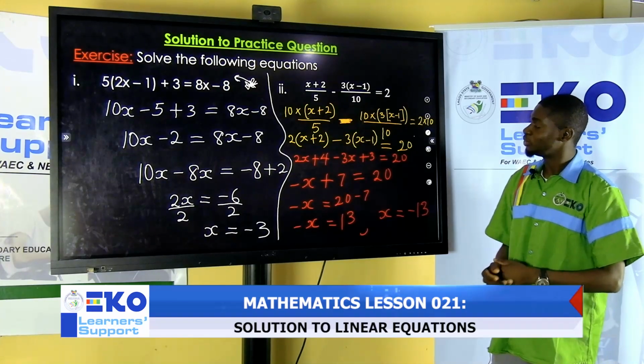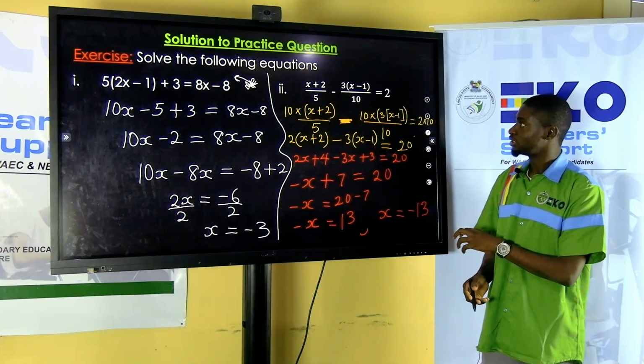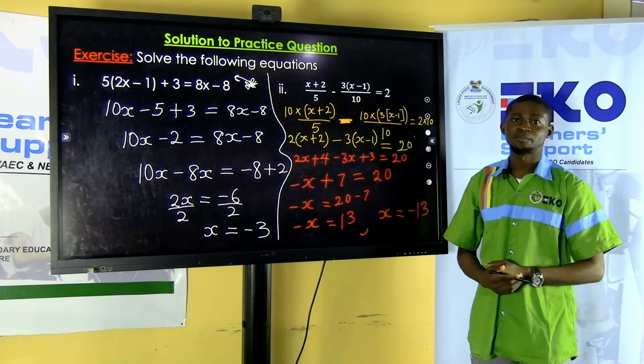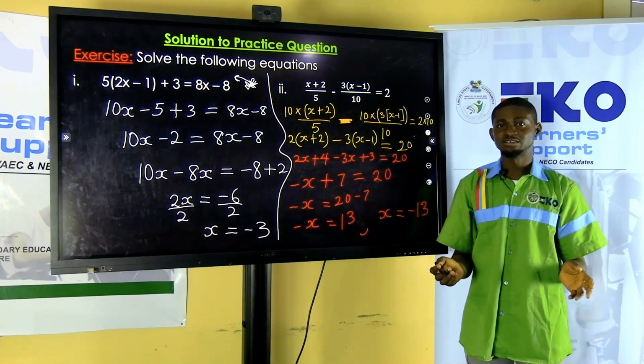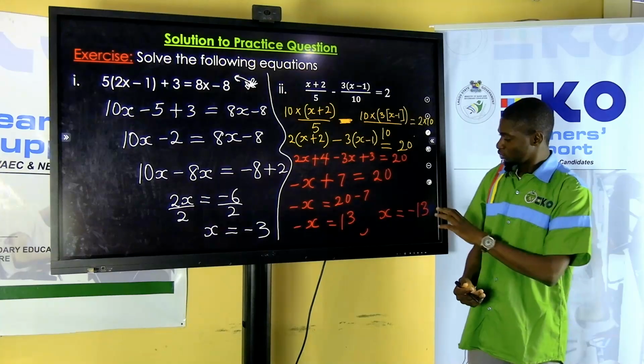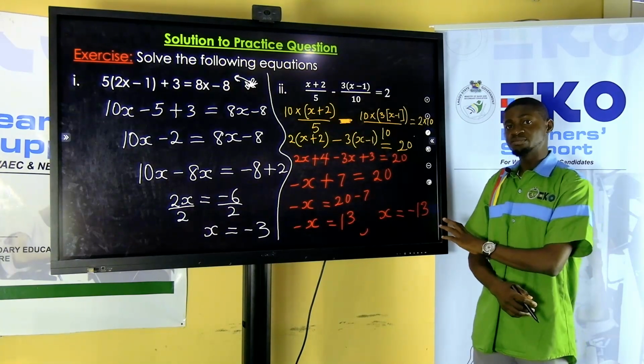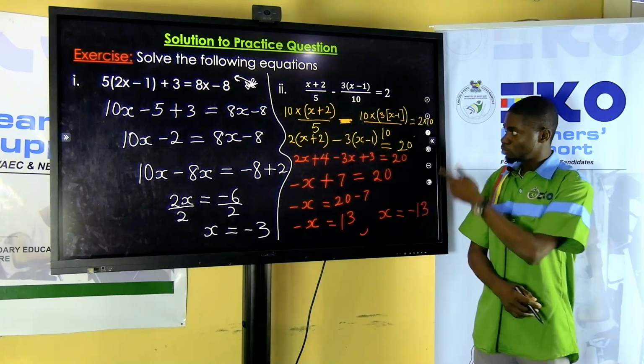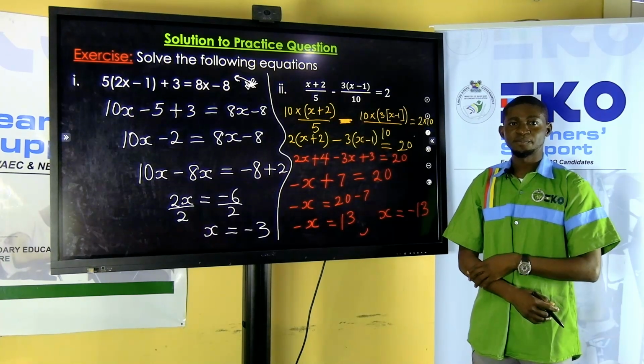And as such, we've been able to find a unique solution that satisfies the value of x in this equation. Isn't that interesting? Fantastic. Did you get the same value of x as mine? If not, then look through. Where is your mistake?